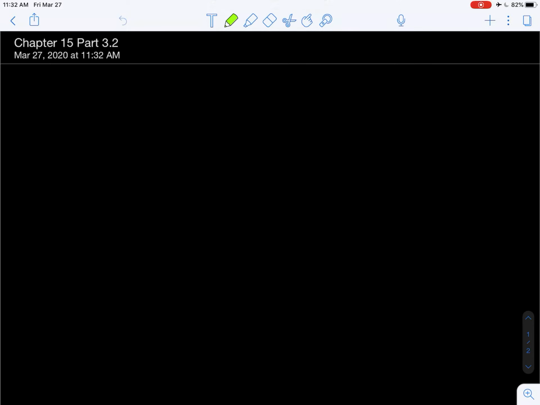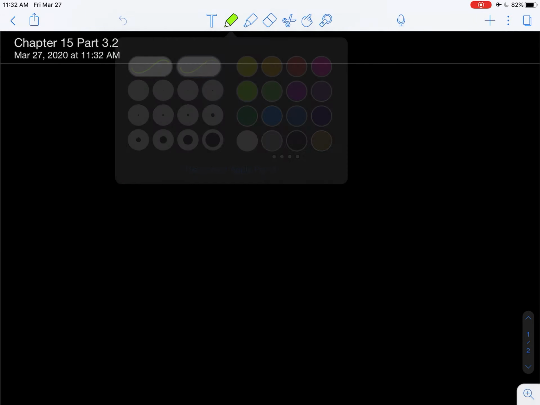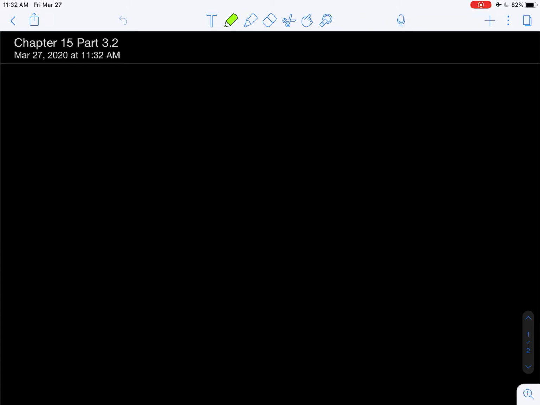Okay, we've got chapter 15, part 3.2 here. I want to discuss the solubility of zinc hydroxide at different pHs. So, for example, zinc hydroxide is a solid substance with a low Ksp, which means it's insoluble. And we know that it can dissolve in water to produce zinc ions and hydroxide ions.